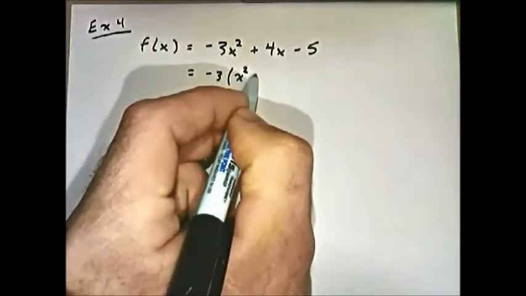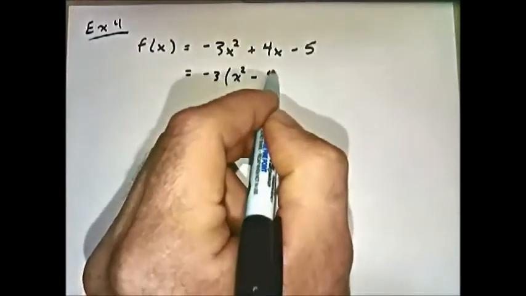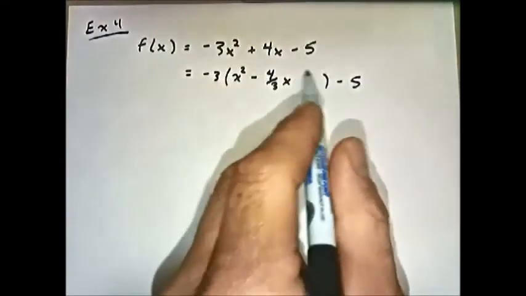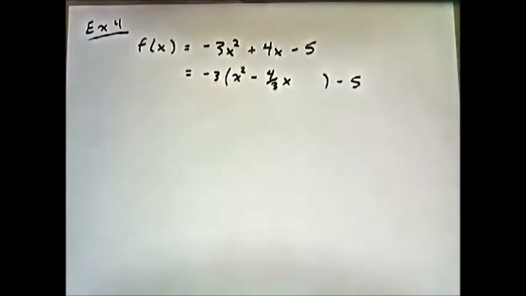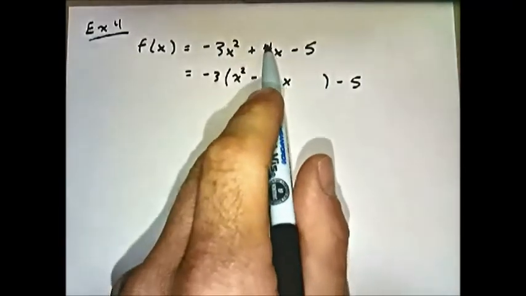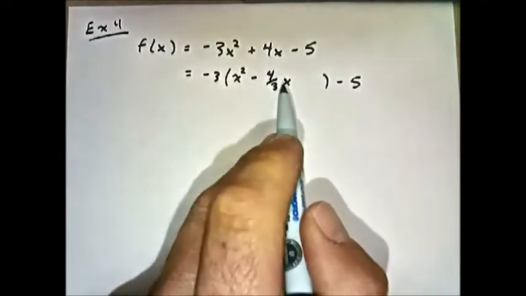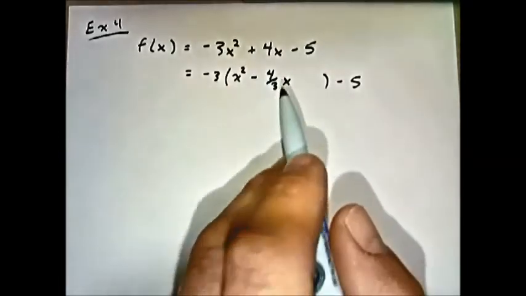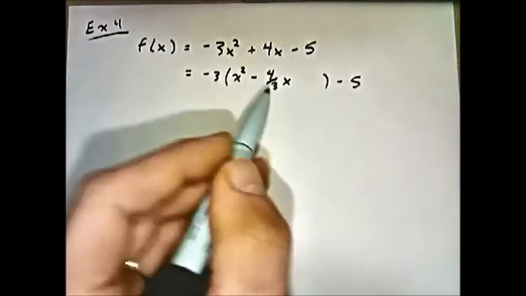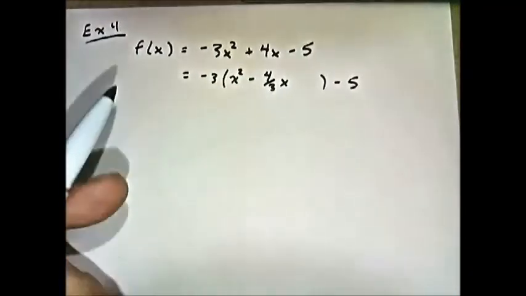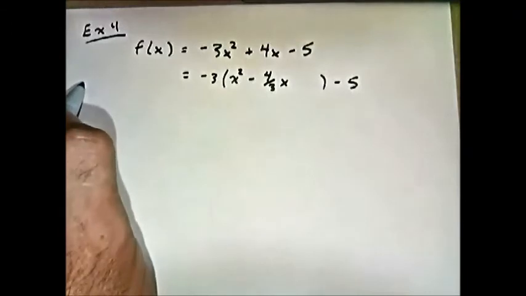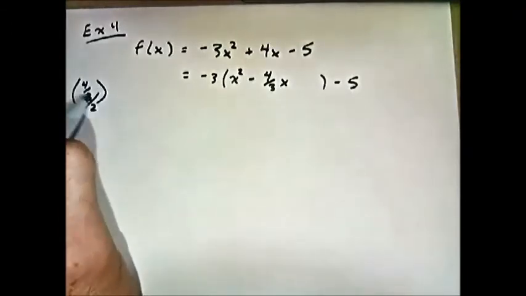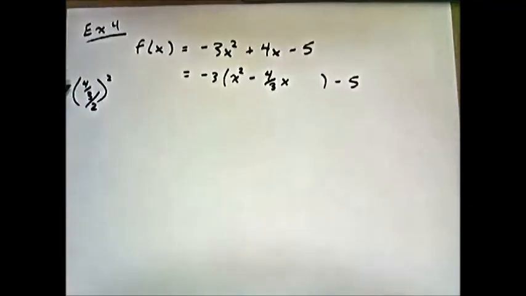So we have x squared minus 4/3 x, leaving a space, and your quantity minus 5. Remember, if we take 4 and divide it by a number, we can just write it as an improper fraction. This problem becomes a little more complicated because we do have that fraction to deal with, but we've done it before. So let's take 4/3 off to the side. Let's divide it by 2 and square it.